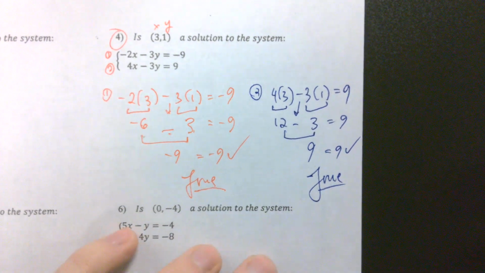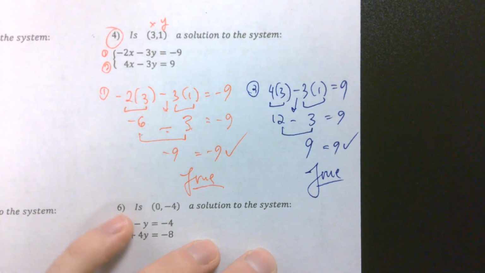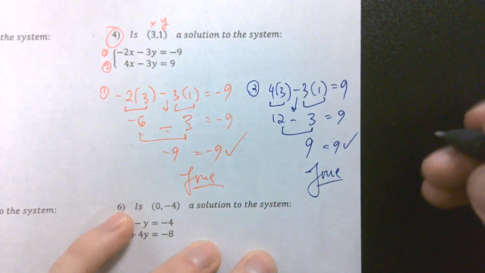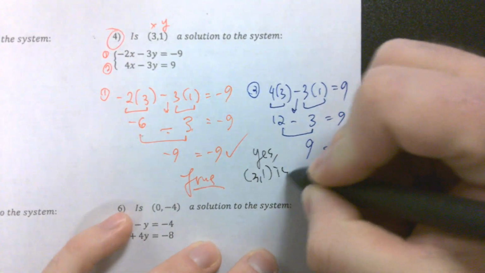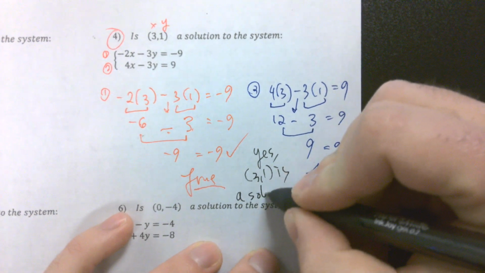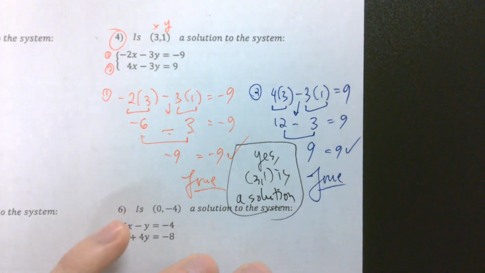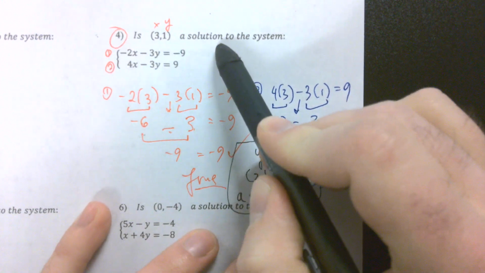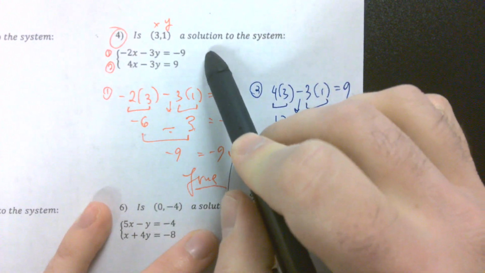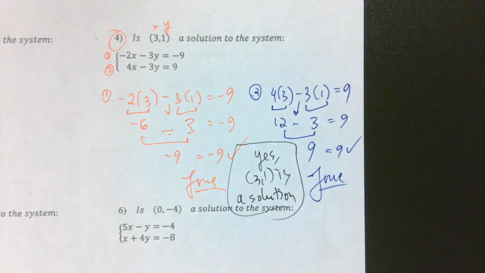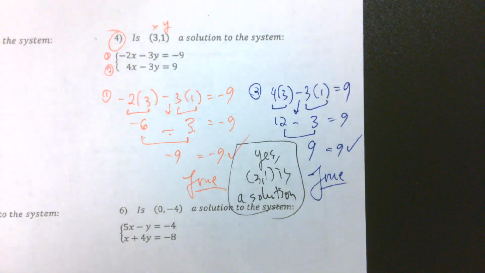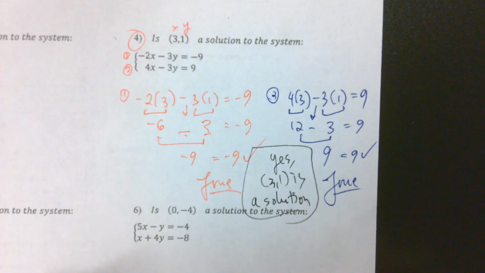So what's my answer here? They're both true, so what's my answer? Yes, (3, 1) is a solution. The question is, is (3, 1) a solution? If that's the question, my answer is going to be yes, (3, 1) is a solution. The true is just us checking the equation. That's not technically the answer. My answer would be yes, (3, 1) is a solution. All right?